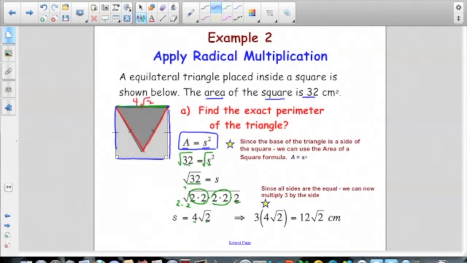Now, once we have the side, we can go answer the question. We're trying to find the perimeter. The perimeter is the distance all the way around the triangle. The triangle has 3 sides, so we know there's 3 involved. And one side is 4 root 2, so we apply our multiplication. 3 times 4 is 12, root 2. So that is the perimeter of that triangle.